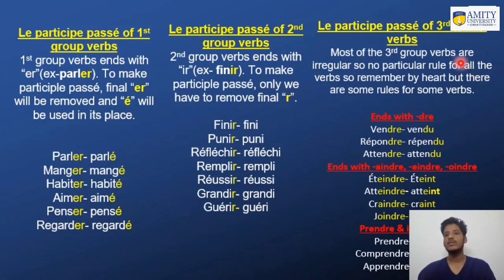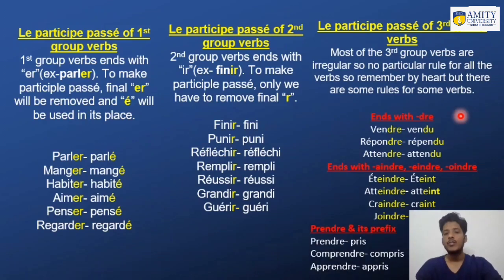So now, le participe passé of third group verb. How to understand the verb from third group? The verb that ends with ir or re, that is from third group. Most of the third group verbs are irregular. In English, how we make participe passé? By adding ed. For example, play, played, played, third form.